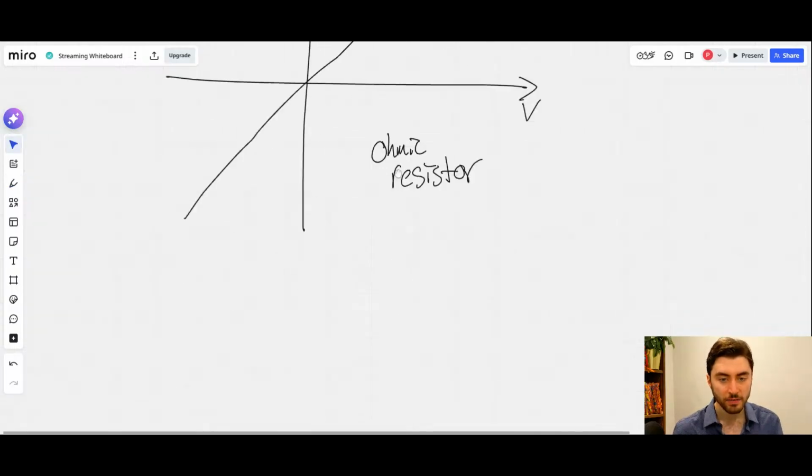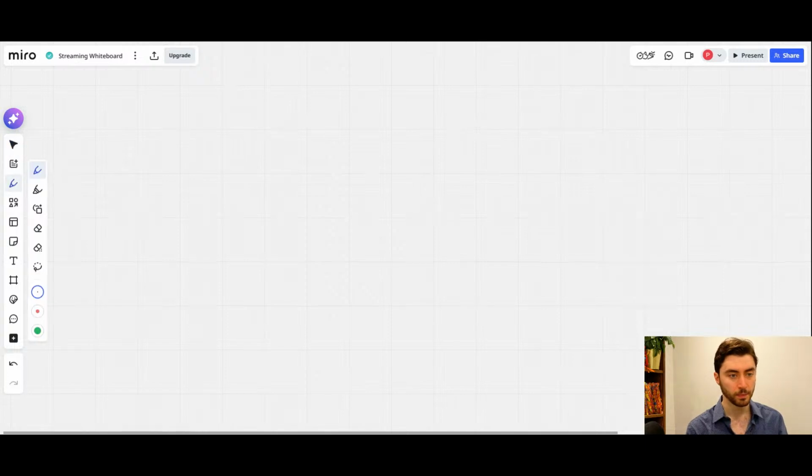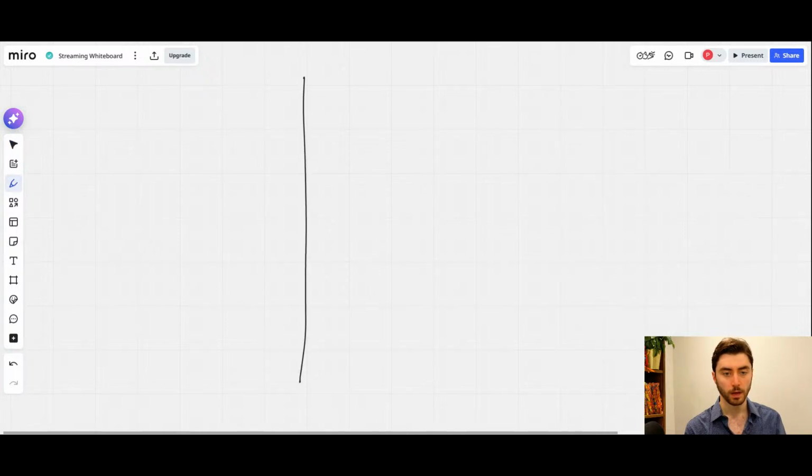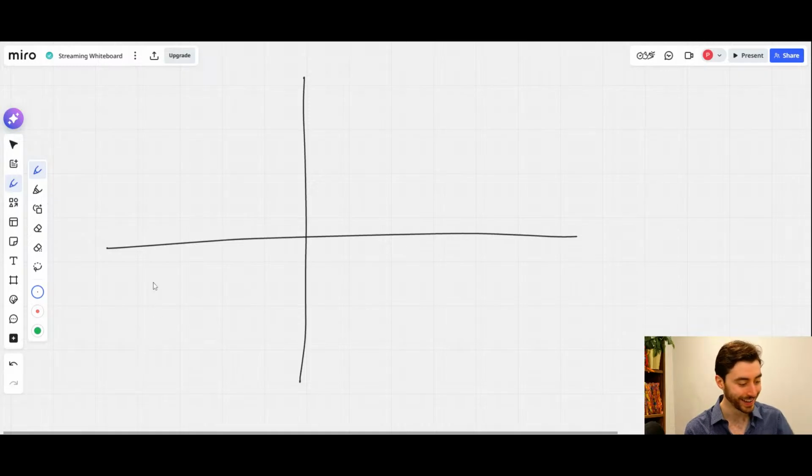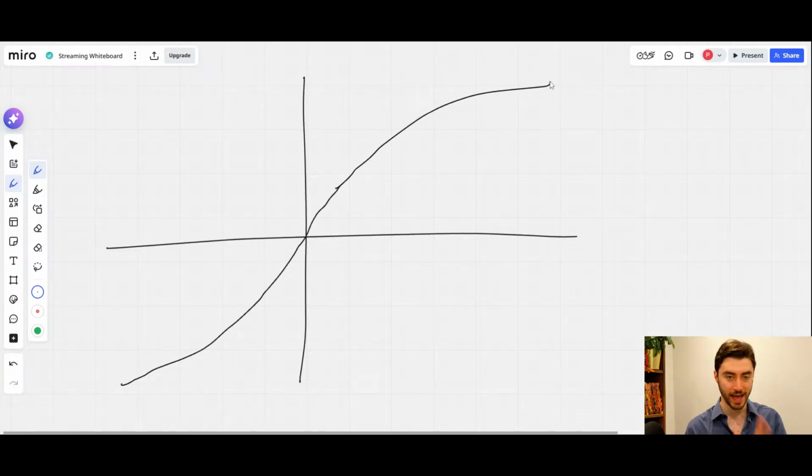What we also have is the lamp, where the graph looks more S-shaped. All right, so it goes up, and then something like that.